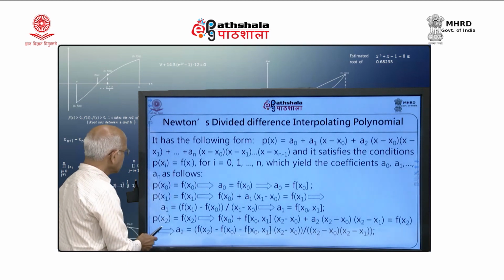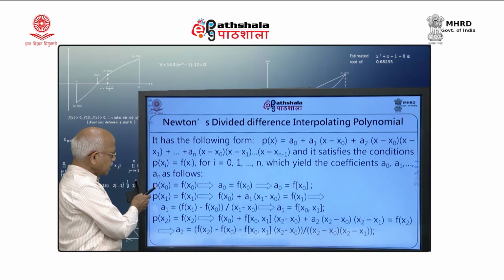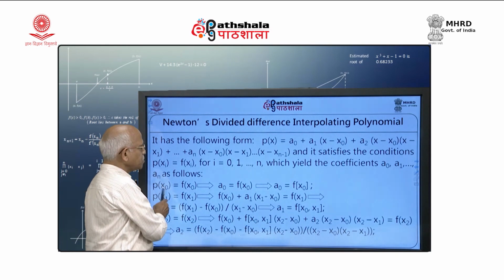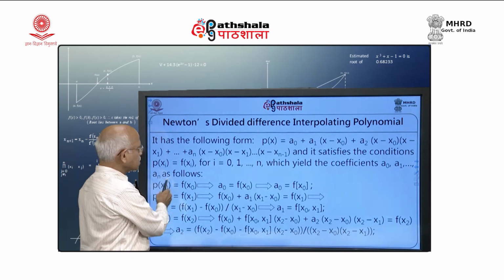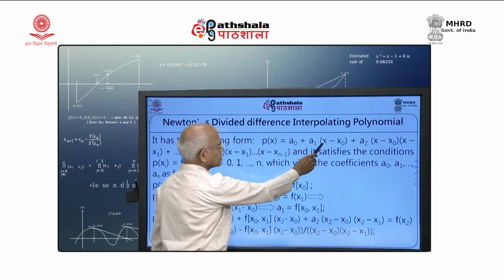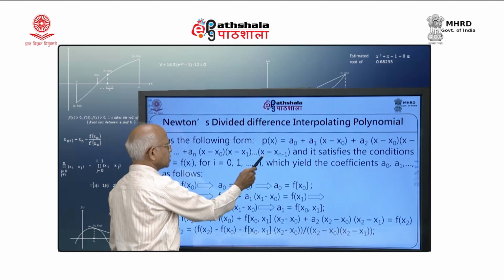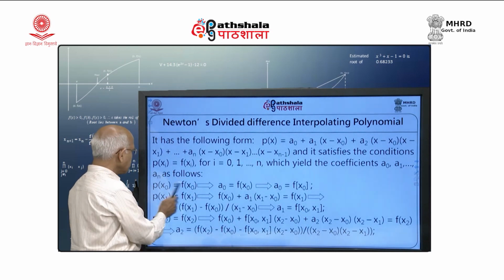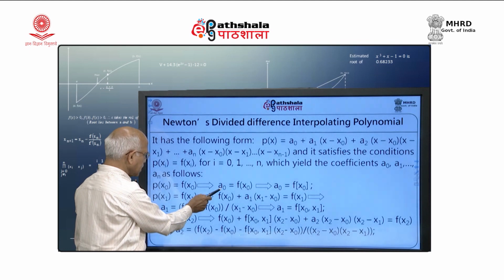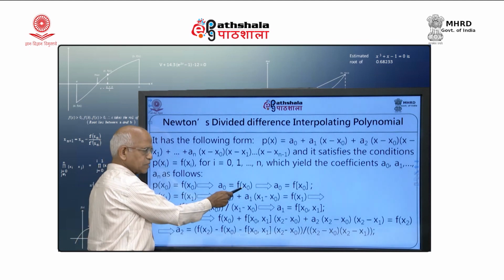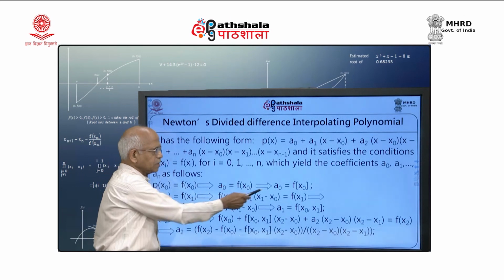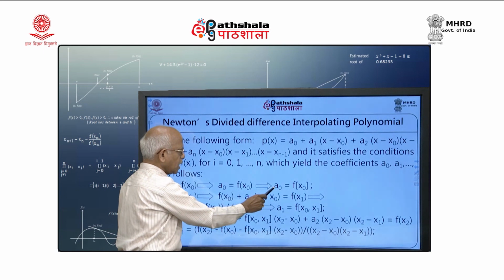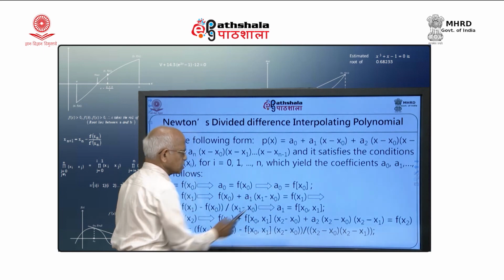And how do we do that? This is done as follows. For example, p(x0) equal to f(x0) is my condition. So, what is p(x0)? If I write x equal to x0 in p(x), x minus x0 is a factor in all the terms except the first, and therefore all those terms will vanish, and I will get p(x0) equal to nothing but a0. So, a0 will be equal to f(x0), but you know that f(x0) is nothing but the 0th divided difference of f at x0. So, I get the first result as a0 equal to this.